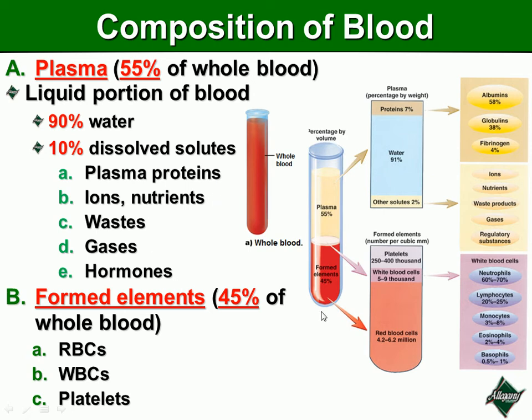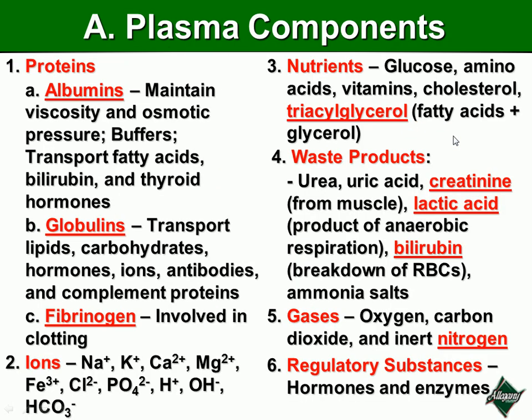And again, the formed elements are the cells inside the blood. When you look at the formed elements, what you find inside are the platelets, white blood cells, and also the red blood cells within the blood. We are going to look at all these components within the blood. So let's look first at the plasma components.